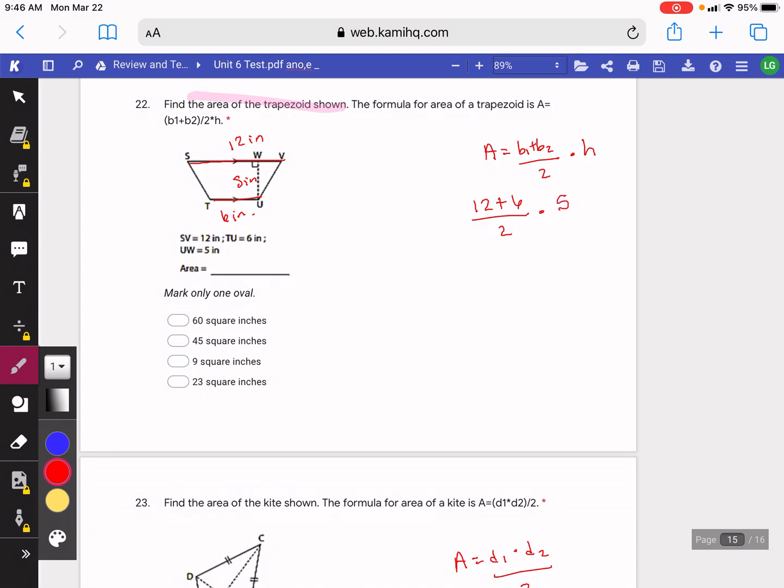So I'm going to do this one step at a time. 12 plus 6 is 18. 18 divided by 2 is 9. And 9 times 5 is 45. So my area would be 45 inches squared.